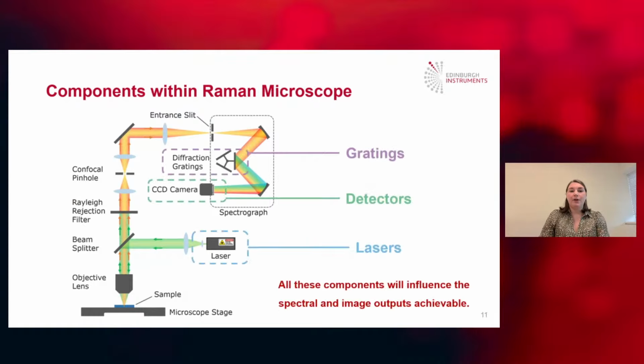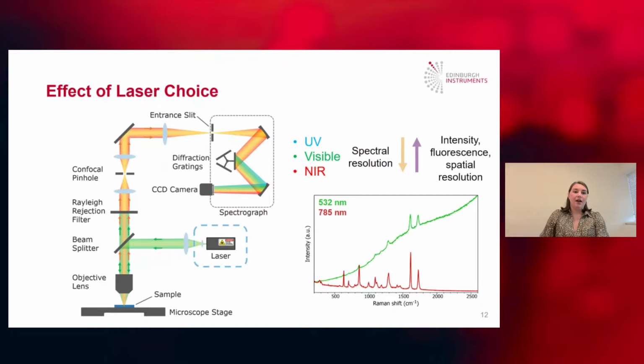Although there's a lot of components, there's a few important components which will influence your spectral and imaging outputs of your experiment. These are the laser, the grating, and the detector. So let's discuss these in a little more detail. When selecting your laser, this is really going to be down to the sample, but you want to find a balance between the signal intensity, fluorescence, spectral resolution, and spatial resolution.